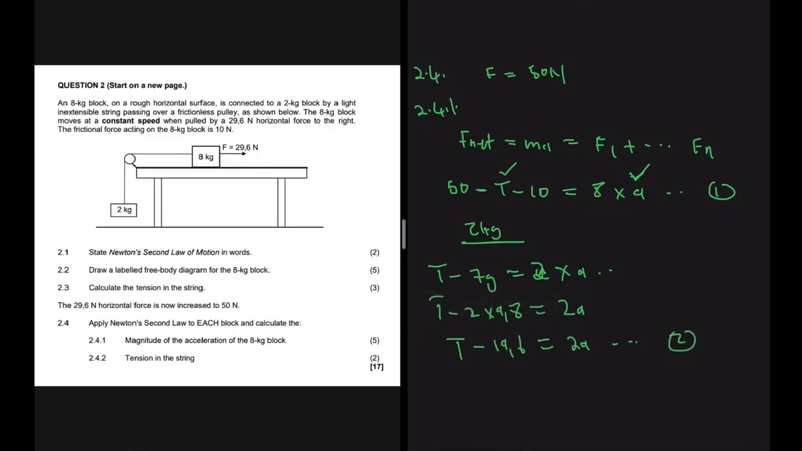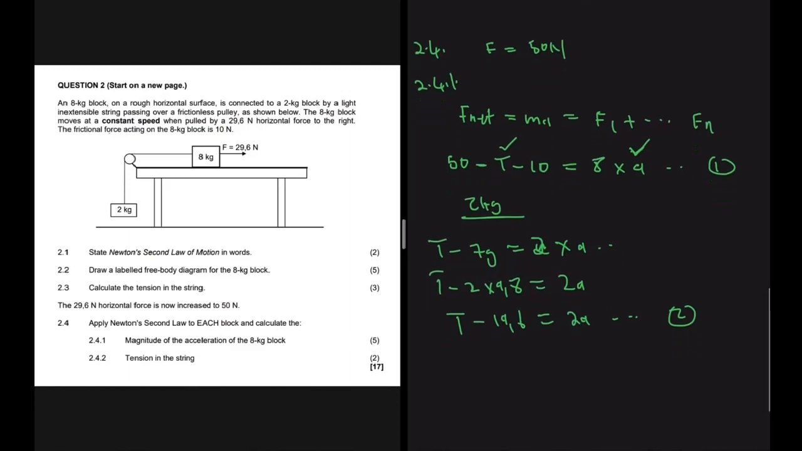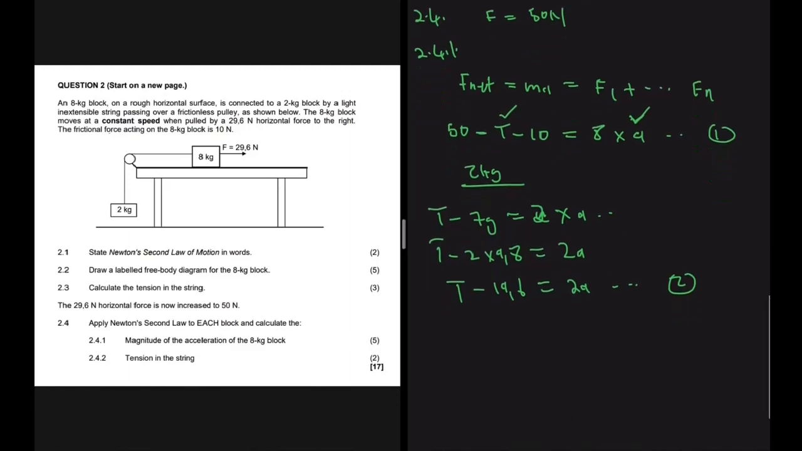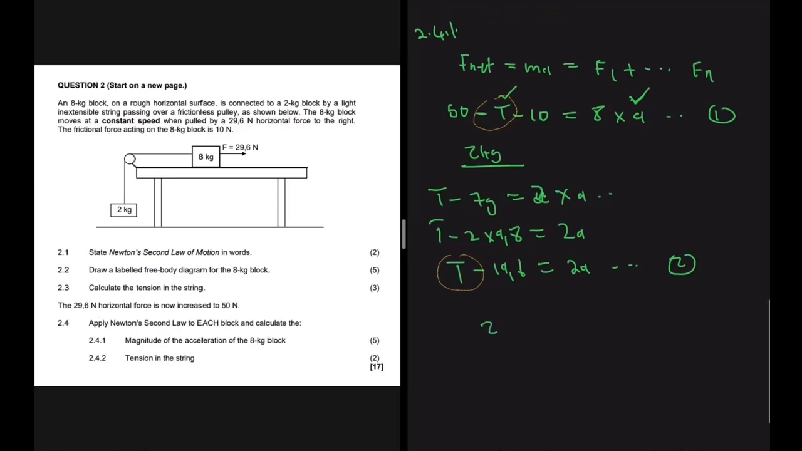Some people like complicating their lives. They want to solve this simultaneously by making T the subject of the formula and then substituting into the other equation. But the way I like doing it is, on the first equation, look at this part, we have minus T, and on the second equation, we have T. So if you add these two equations, T is going to cancel out. So you're going to be left with only A, and then you can just solve for acceleration. So let me practice what I preach.